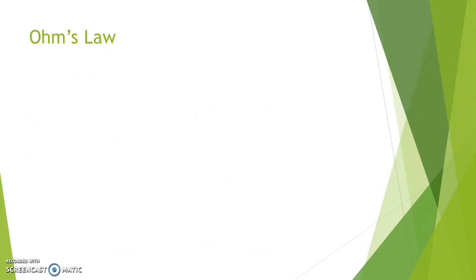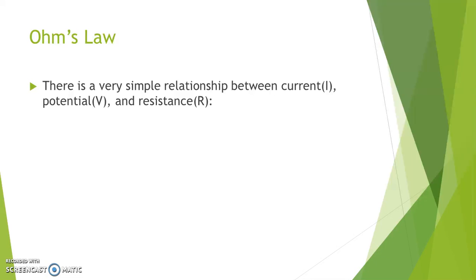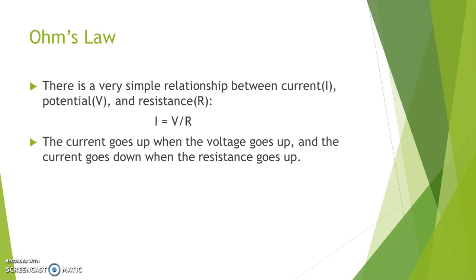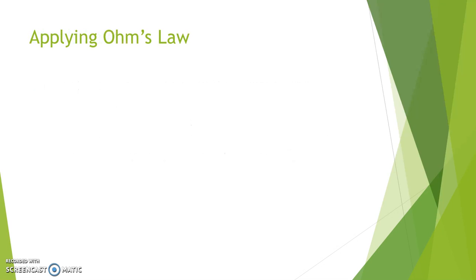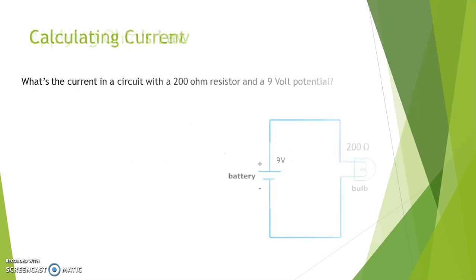All right. So, moving on to a little bit of mathematics. Ohm determined that there was a very simple relationship between current, potential, and resistance. What he found was that the current was equal to the potential divided by the resistance. In other words, the current goes up when the voltage goes up, and the current goes down when the resistance goes up. And that kind of makes sense when you think about it.